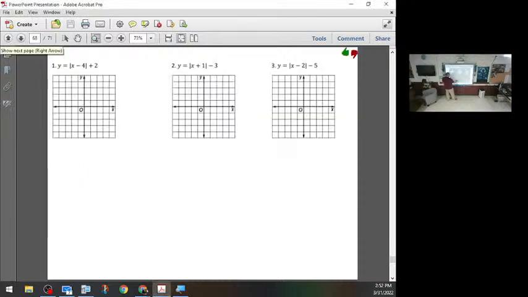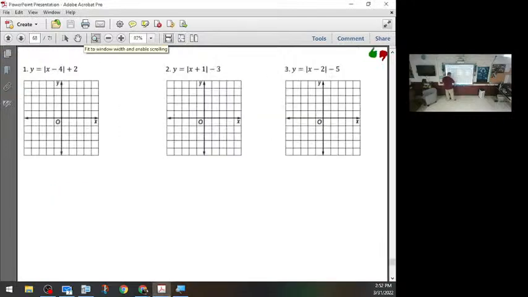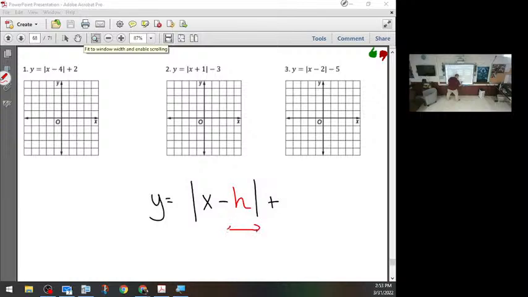Okay, I'll show you the cheat code and how much easier this gets. Y is absolute value of x minus h plus k. H is inside the absolute value brackets. Inside the absolute value, grouped with x, is bass-ackwards land. That is our horizontal translation, and it's always backwards.